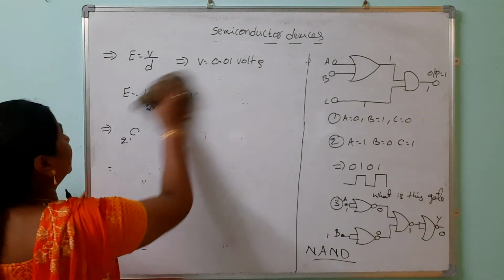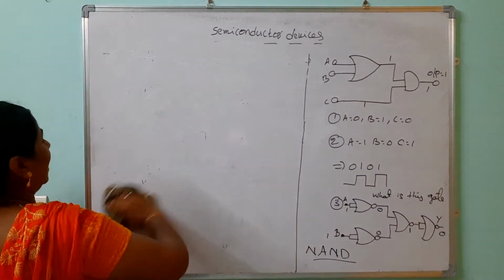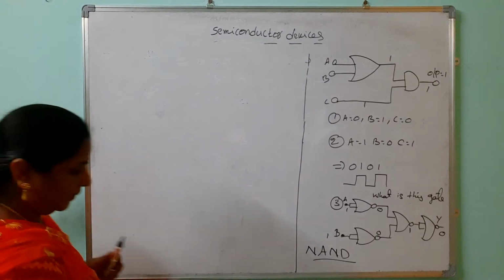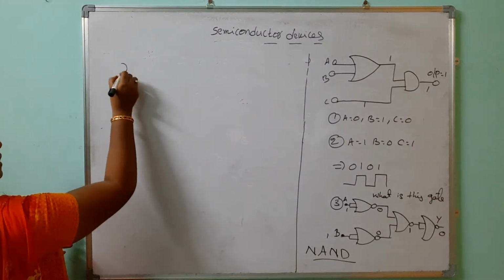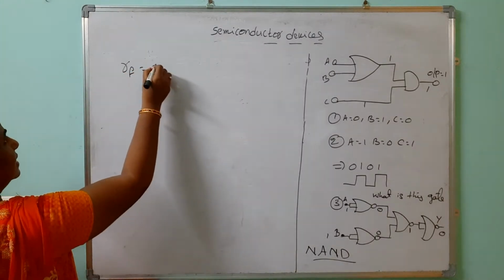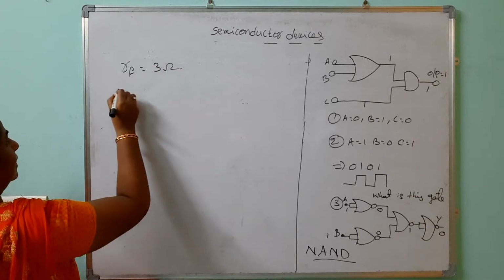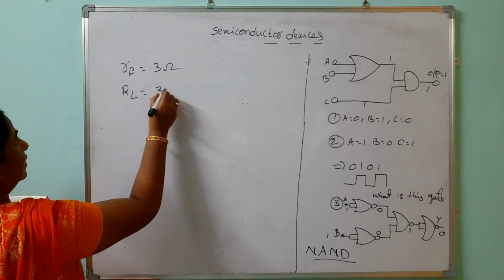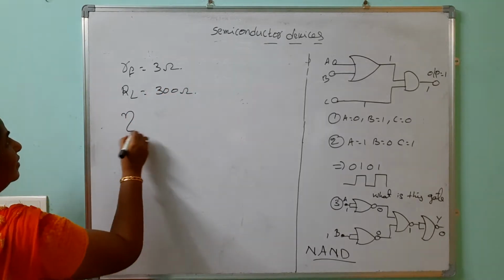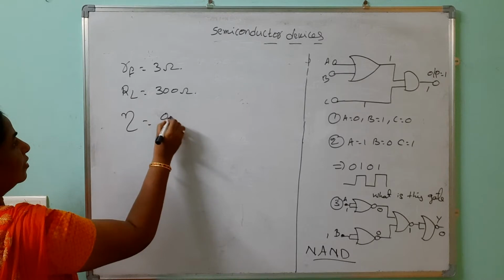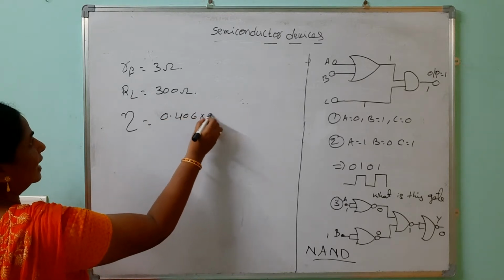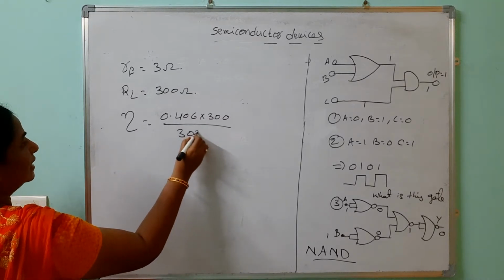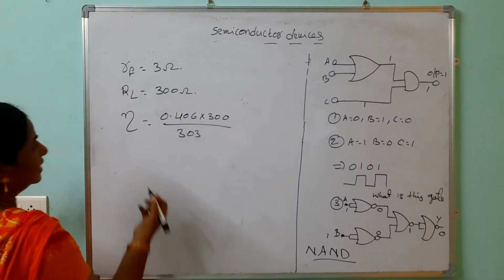Then one more problem, based on full wave and half wave rectifiers. Suppose they are giving forward resistance as 3 ohms and load resistance as 300 ohms. Find the efficiency of the half wave rectifier, which is 0.406 RL by RL plus RF. RL is 300, so 300 by 303. After simplification we can find it out.